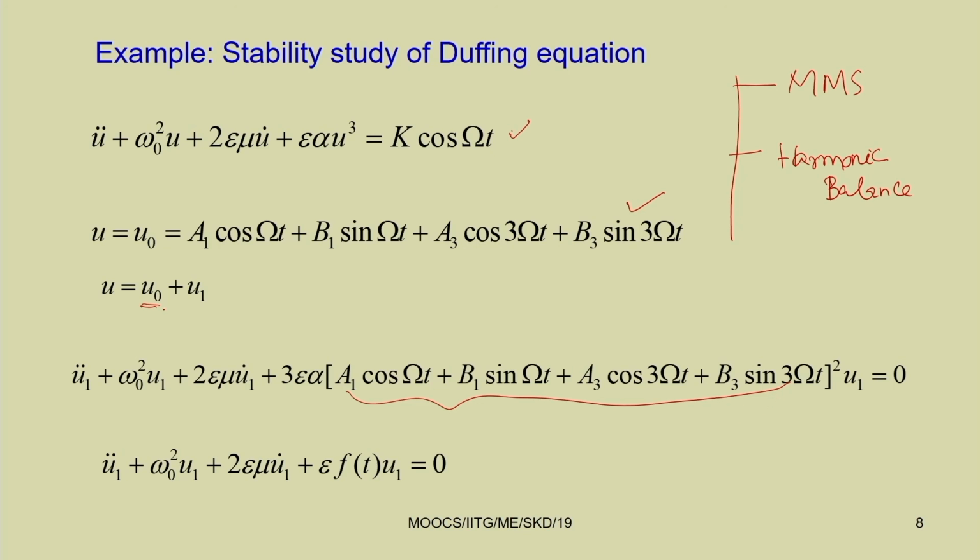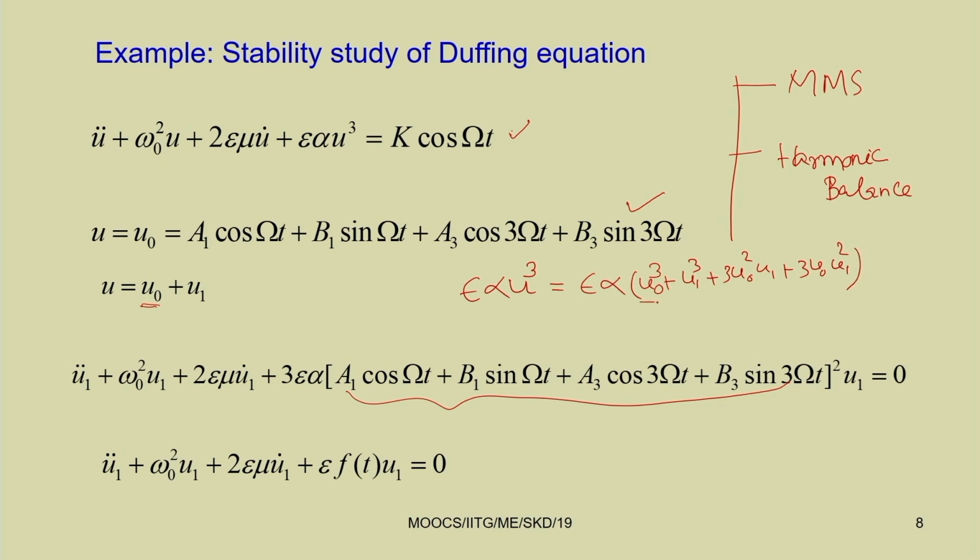That means, expanding by substituting u equal to u0 plus u1 in epsilon alpha u cube, we can write this equal to epsilon alpha times u0 cube plus u1 cube plus 3 u0 square u1 plus 3 u0 u1 square. This way you can expand this term.